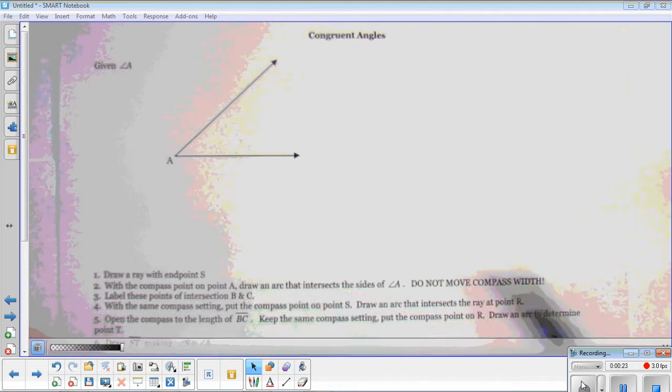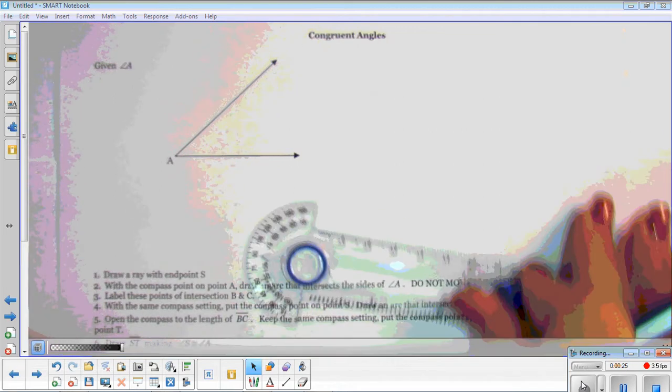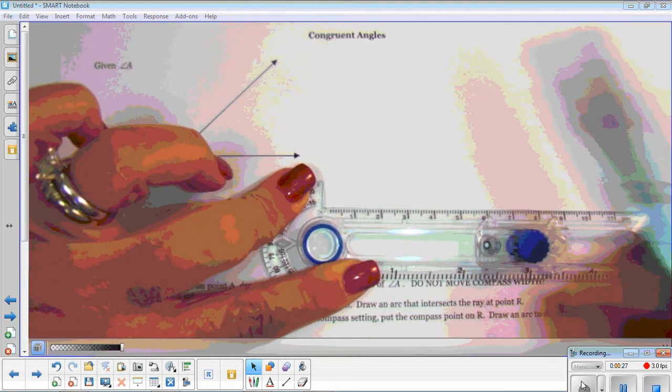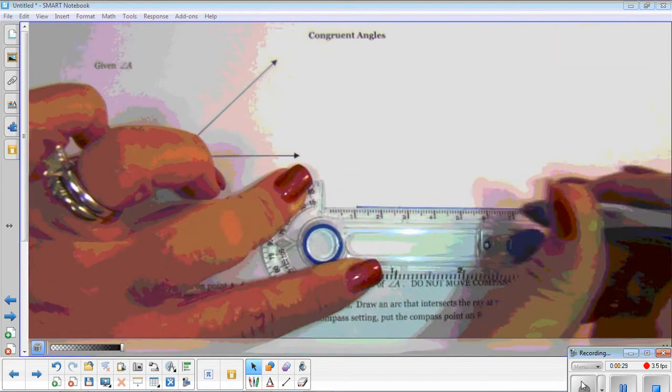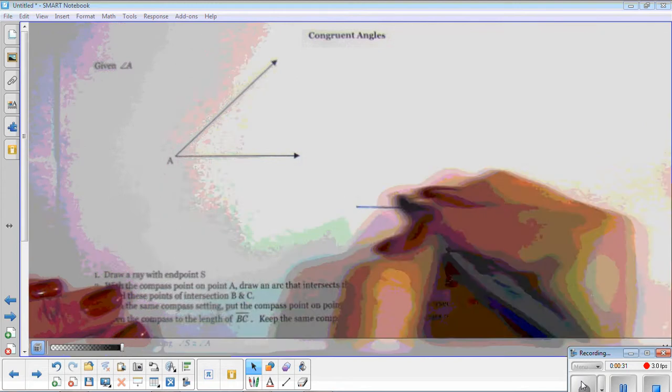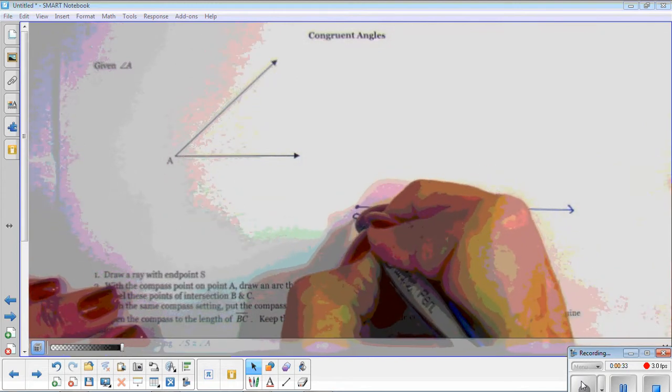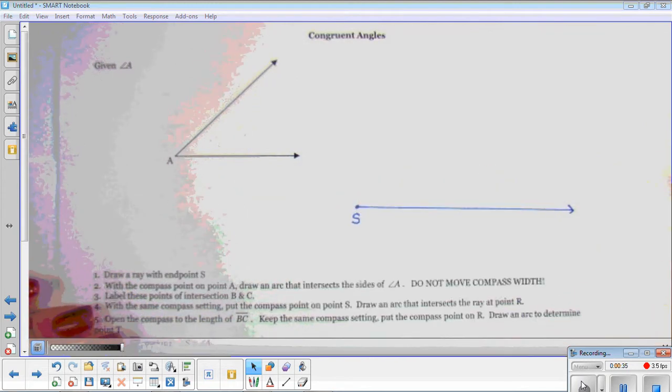So to begin, we must start by drawing a ray, remembering that a ray has an endpoint on one end and an arrow on the other. This time the endpoint, I am going to label that endpoint S.